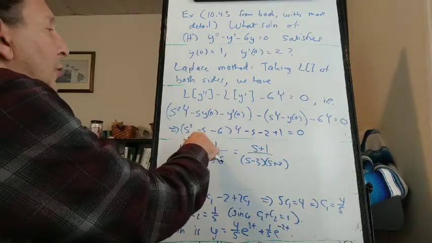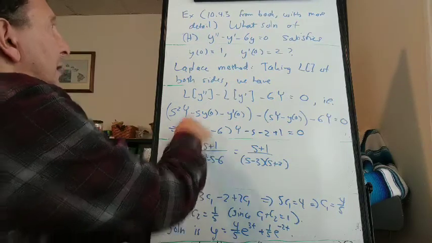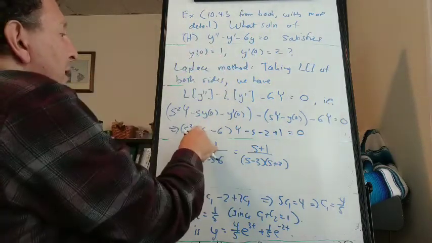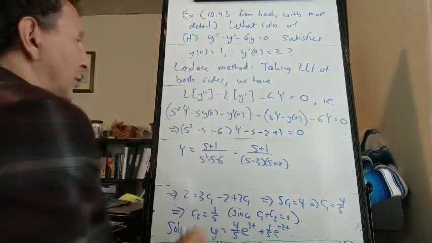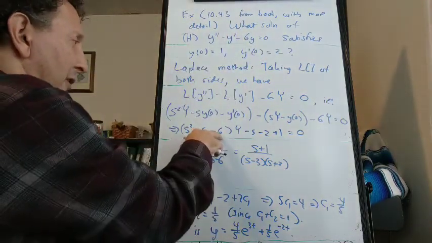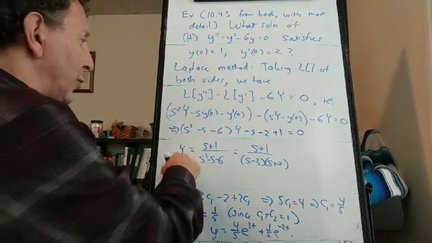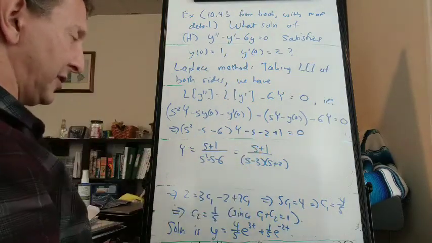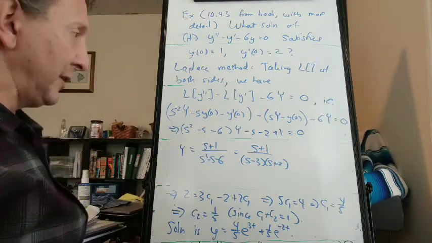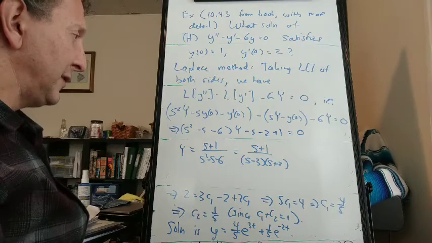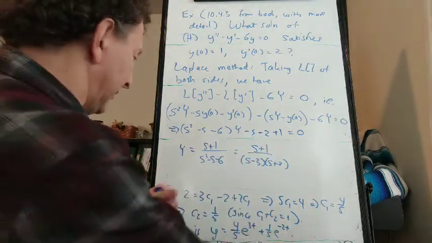Now notice what's next to Y here is basically the characteristic equation. s squared for the y double prime, minus s for the minus y prime, and minus 6 for the minus 6y. So this is the auxiliary equation here basically, next to Y. So Y equals this fraction, and all the pieces in this fraction are things that we could handle if we were to take the Laplace transform individually. So let's use partial fractions to separate this out.